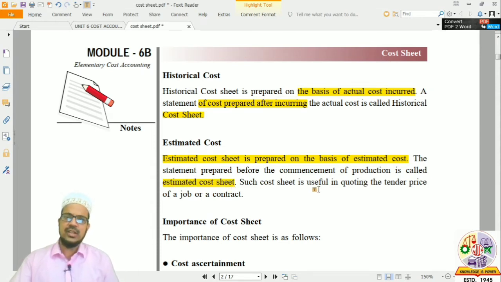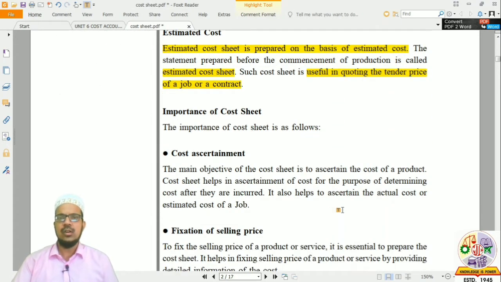This type of cost sheet is very useful in quoting the tender price for either a job or a contract. Before we begin our practical problems, let us look at the importance of the cost sheet.